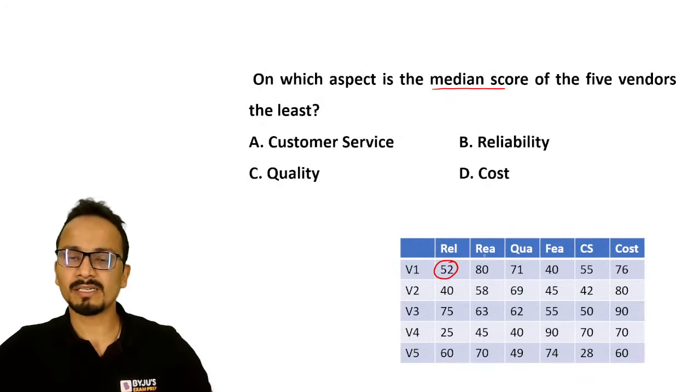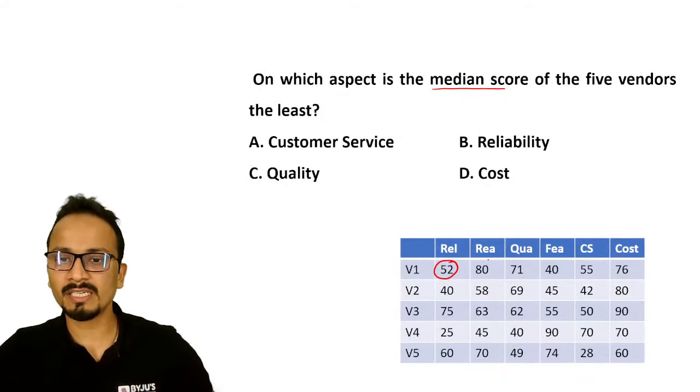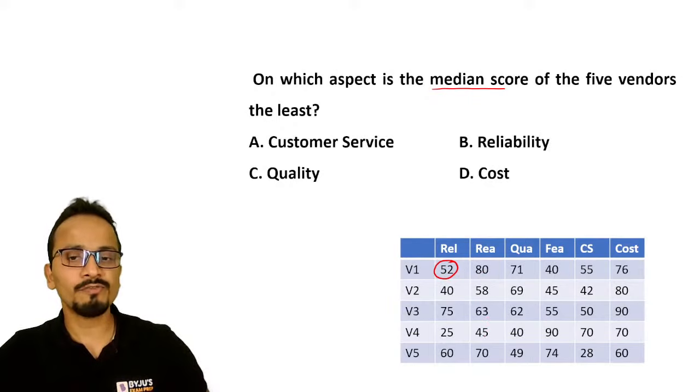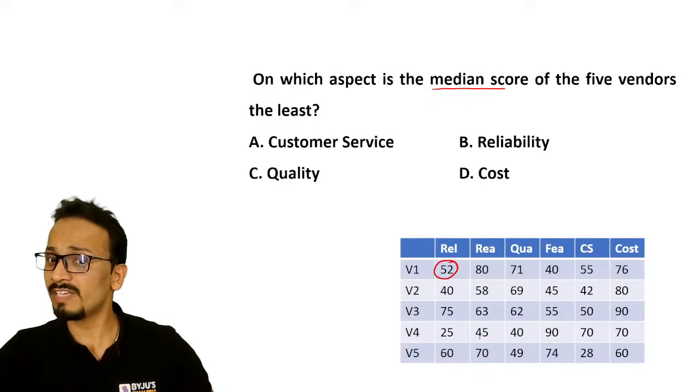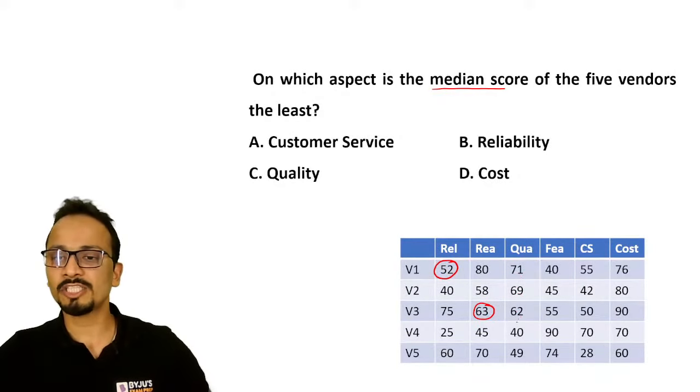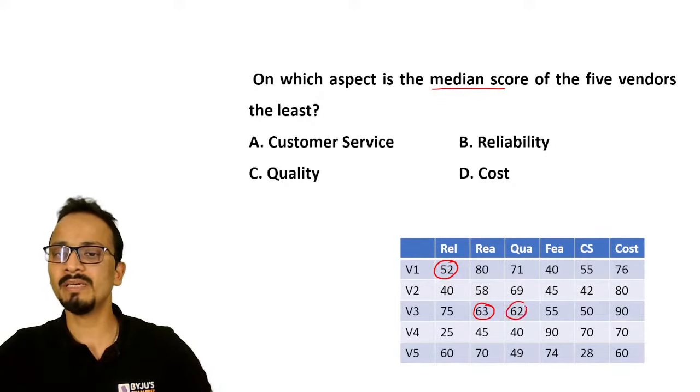Second parameter, what will be the median here? Now 80, 58, 63, 45 and 70, these are the 5 values. So 45 is the least, 58 is the next one, and the middle value will be 63. For quality, 71, 69, 62, 40 and 49. So 40 and 49 are the lowest values, so 62 will be the median.